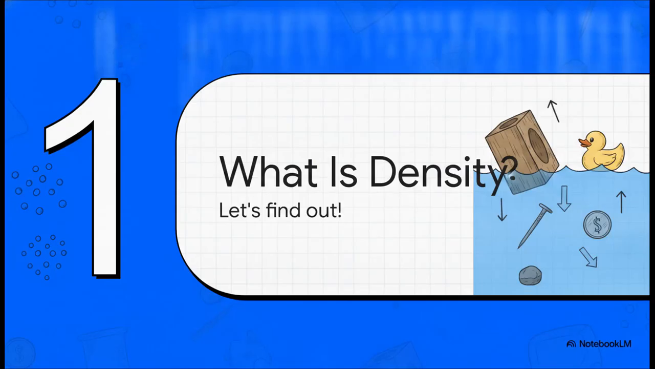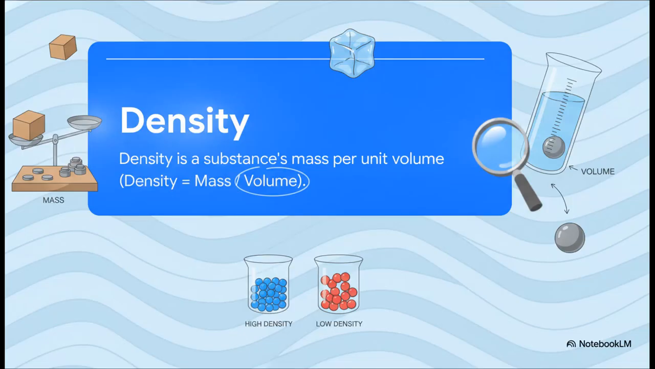Section 1, what is density? Now, before we look at the math, what do you think makes some objects feel super heavy for their size while others feel really light? ये फर्क क्यों होता है? Well, in science, the density of a substance is defined as its mass per unit volume. The formula is literally just density equals mass divided by volume.